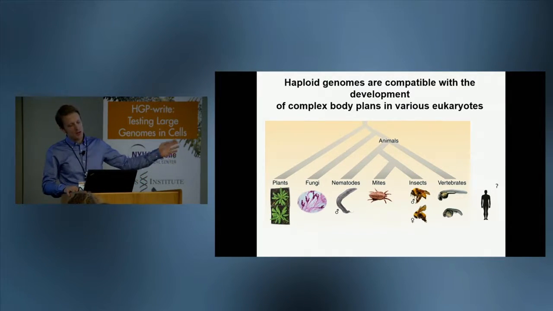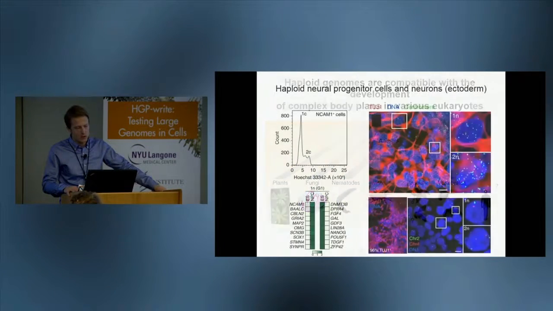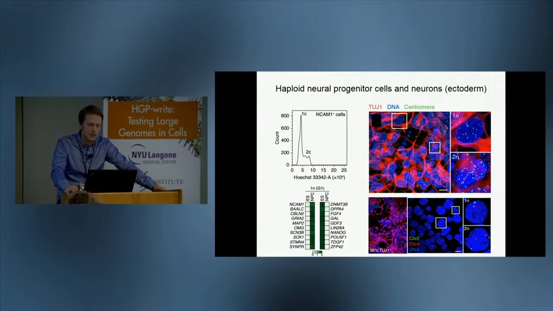Various eukaryotic organisms can exist as haploids, as listed here, but we didn't know what human cells are capable of. What you see here is that we differentiated those cells into various lineages and cell types. Here you see neurons. Again, they're haploid. This would be the FACS sort. The majority of the population is haploid.